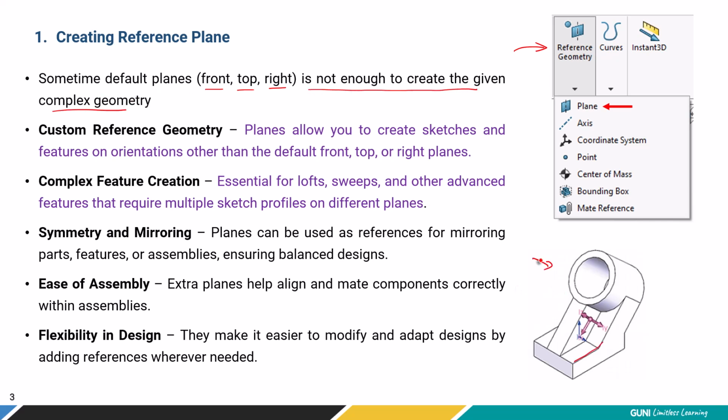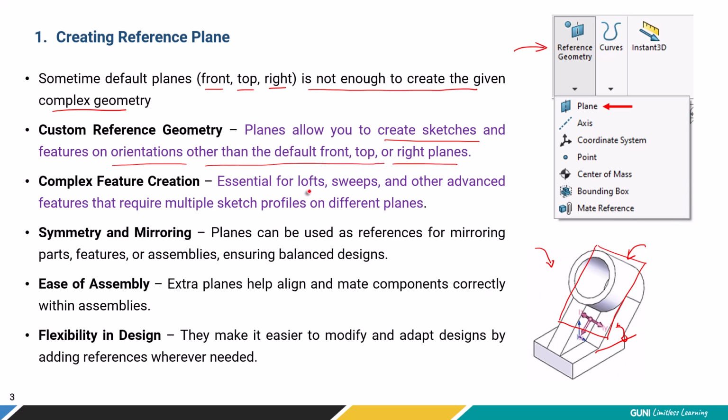For example, look at this figure. Here, to create this circular geometry, I have to create an inclined plane at a certain angle from the reference surface or the default plane. So sometimes it's a need of a complex geometry. So planes allow you to create sketches and features on orientations other than the default front, top and right planes.